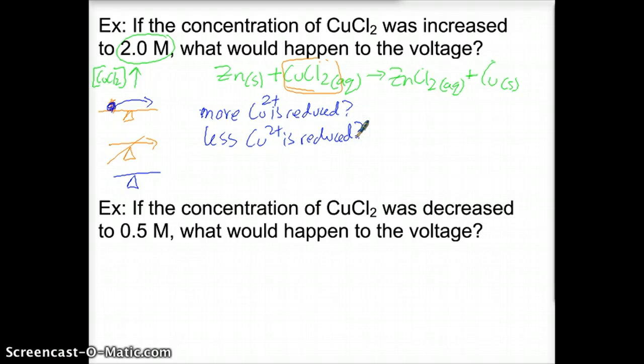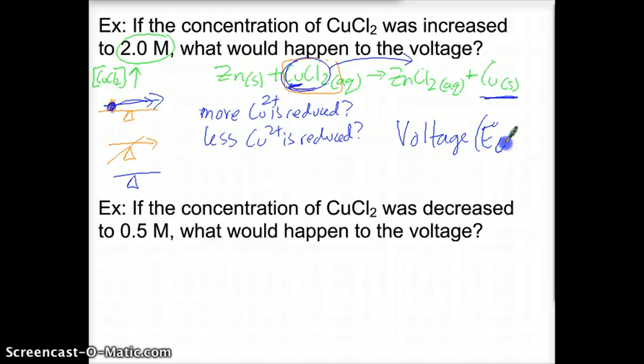Well, since Cu2+ is a reactant, if we're shifting to the right, that means more of the reactants are getting turned into products. So we're going to make more copper solid, meaning more of this is getting reduced. More copper 2+ is getting reduced. So if more copper is getting reduced, the voltage, the E naught of the cell, will increase.